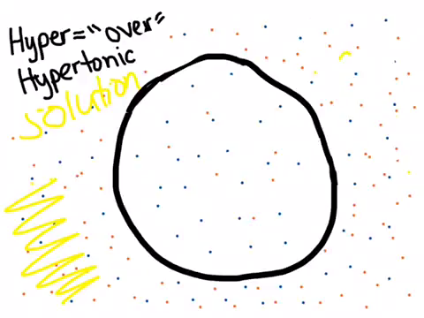A solute, on the other hand, is referring to whatever is dissolved into that solution. So in the diffusion lab, water was the solution and the solute was the iodine that we put into it.